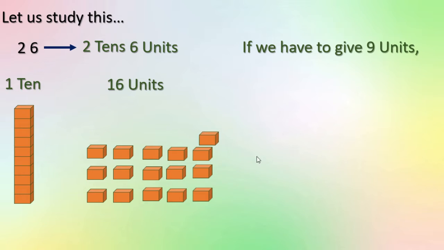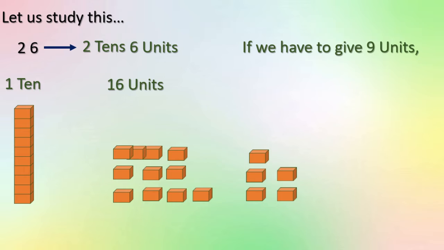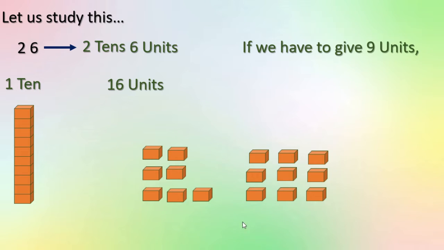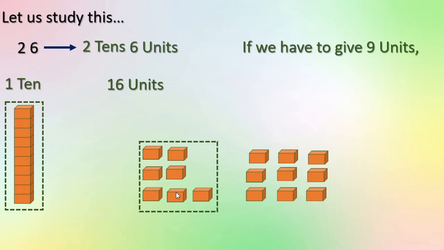See here, this is 1, 2, 3, 4, 5, 6, 7, 8 and 9, isn't it? Now we have given 9 units. Now what remained? Let us see, this is 1 ten and here we can see 7 units. Am I right? Let us write here 1 ten and 7 units remained when we subtract 9 from 26.